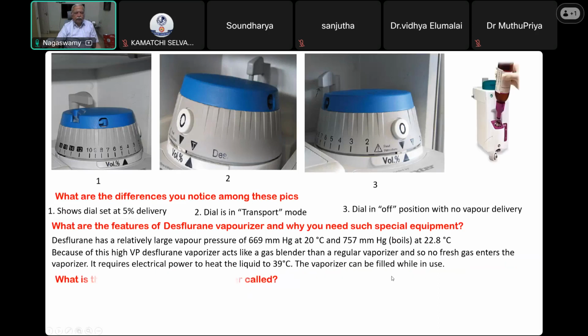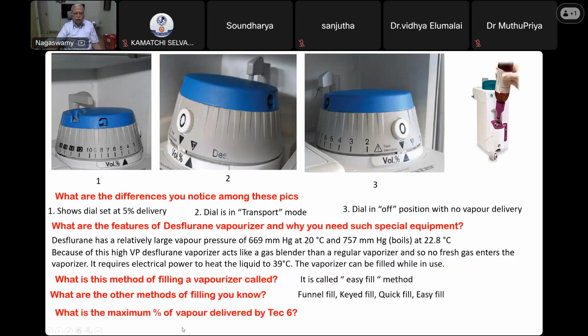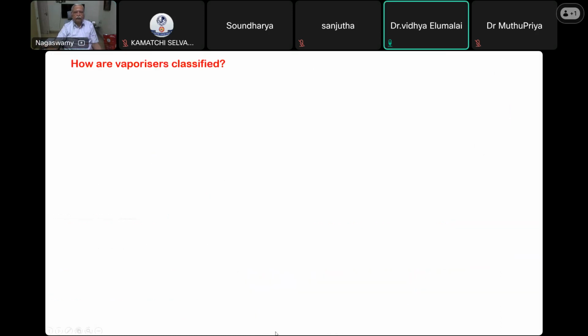meter. What is the method of filling the vaporizer called? This method, what you are showing here, what is it called? Key filling. Is it called key filling? Yes, sir. This is called the easy fill method. Okay. The other methods are key funnel fill, key fill, quick fill, and of course easy fill is also one of the methods. What is the maximum percentage of vapor delivered by the T6, the desflurane vaporizer? 18%, sir. 18%. Very good.